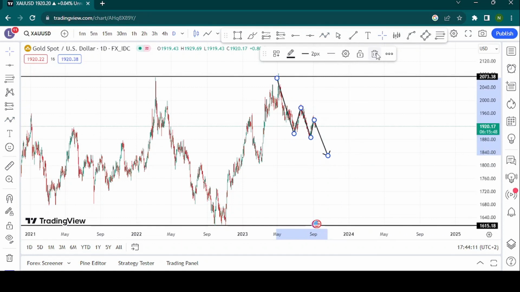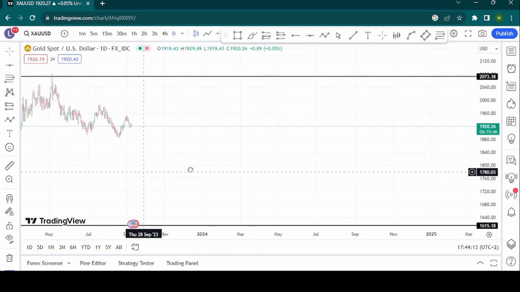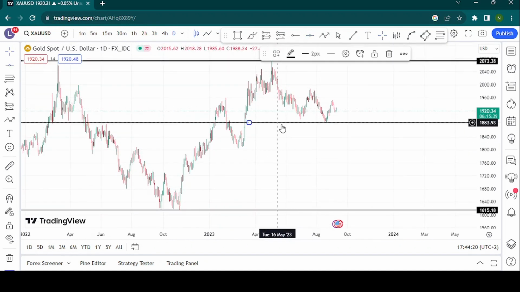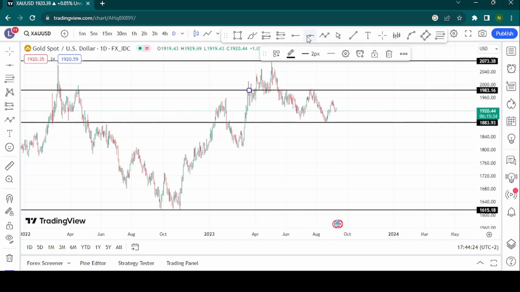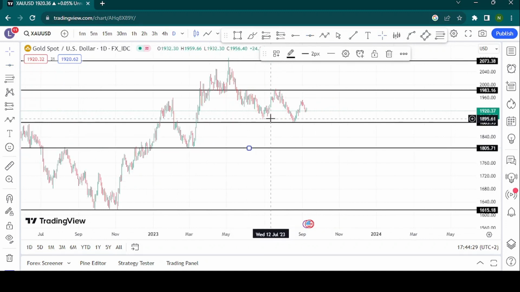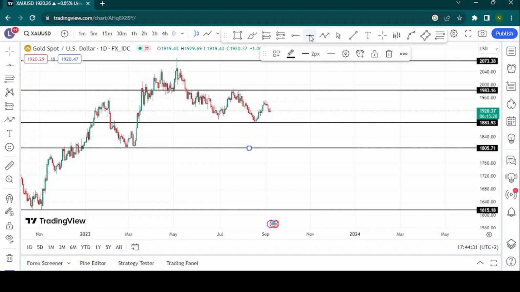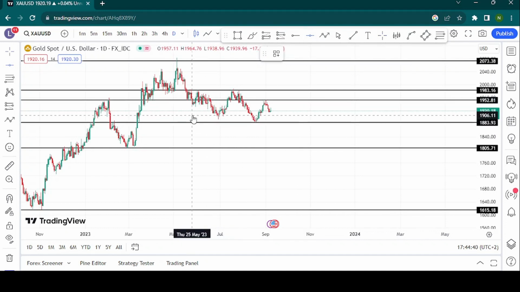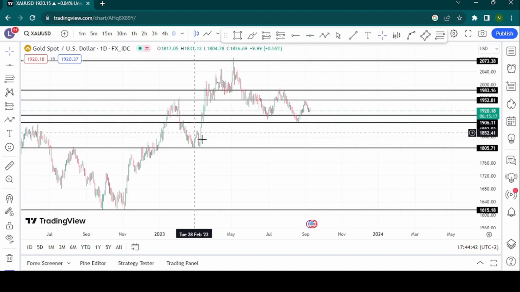So let's mark all areas where gold reversed, right? It reversed at this point as well. Gold also reversed at this point, right? And it also reversed at this point. So I think this point is also valid. And yeah, this point is also valid, right? So yeah, we can mark it out.